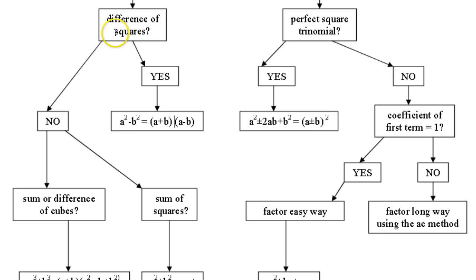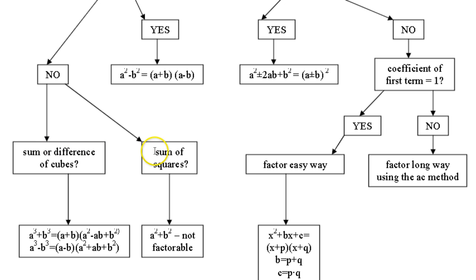Now, difference of perfect squares is where it has a minus sign in between, and these are both squares, like x squared and 16, or x to the 4th, and 25, or 400, whatever you want. Just some perfect square number. Okay, now if you have a sum of squares, you cannot factor it. So you need to use a different method, and I'll show you that later.